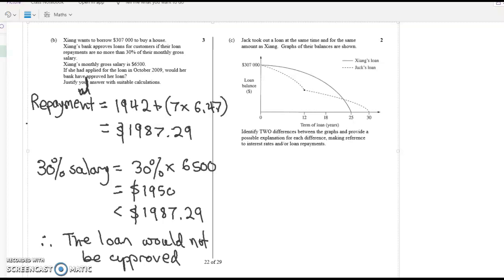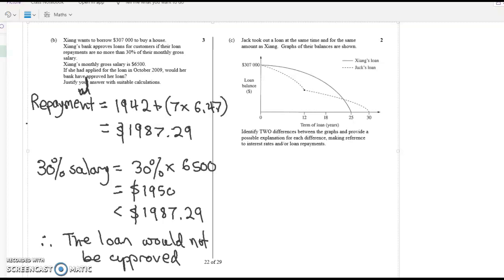All right, let's look at part C. Jack took out a loan at the same time for the same amount as Zhang. Graphs of their balances are shown. So let's have a look at this graph here. We can see Zhang's one's in the solid line, and that goes for 25 years. You can see there that's just one continuous curve, so that means it would have been the same repayments, the same interest rate, etc. for the whole time, whereas Jack's loan sort of has two chunks to it.